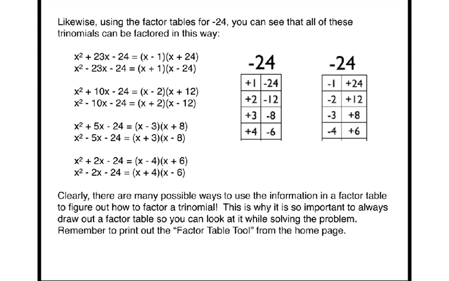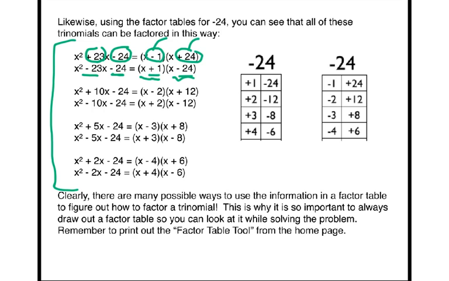Likewise, using the factor tables for negative 24, you can see that all of these trinomials can be factored in this way. Go ahead and hit pause and study each of these trinomials to see why they're true. Look at the first one. Negative 1 times positive 24 is equal to negative 24, but negative 1 plus 24 equals 23. Go down the line and show to yourself that each of these trinomials are true and that they fit the pattern, that the end number is the product of these two numbers and the middle number is the sum of these two numbers.